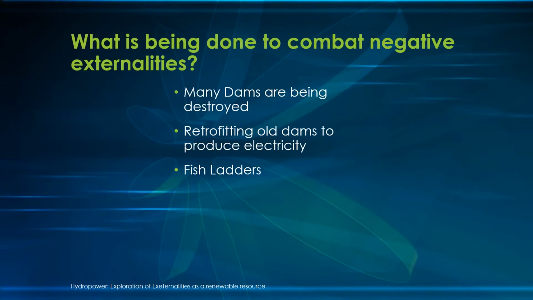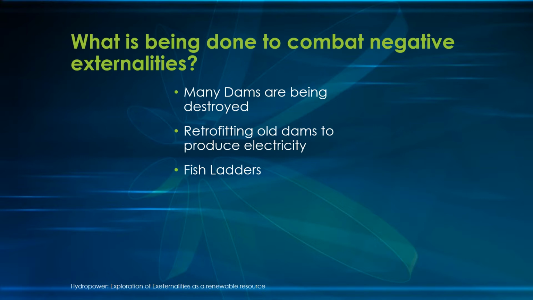So, a big question for me is what is currently being done to combat these negative externalities? The United States has more than 80,000 dams of varying sizes that have been built on rivers and small streams. The crazy thing is, only about 3% of those dams are used in the production of electricity. In an effort to bring back certain fish populations, some of these dams are being destroyed.